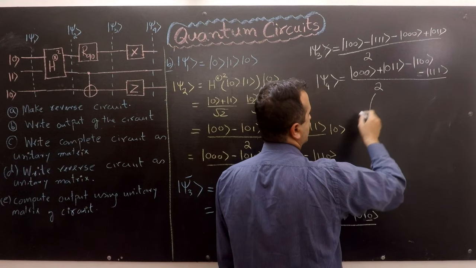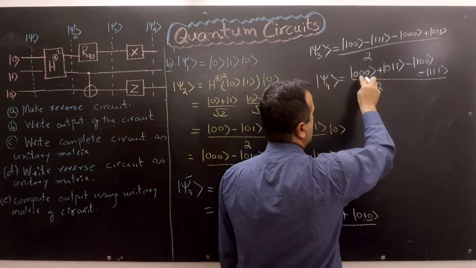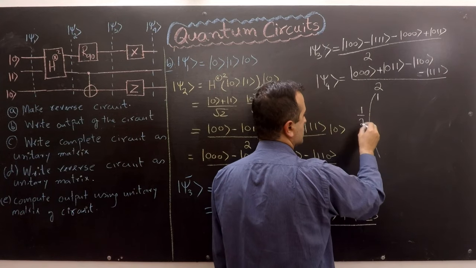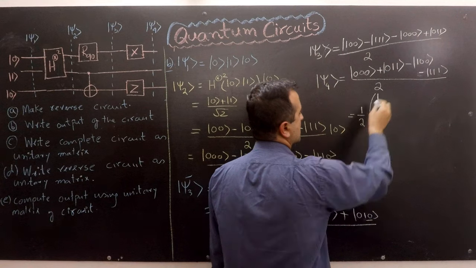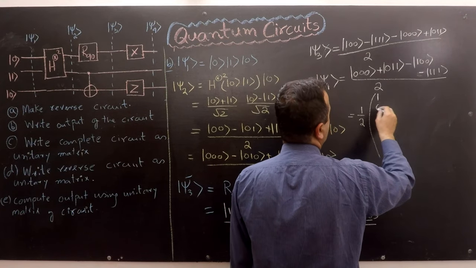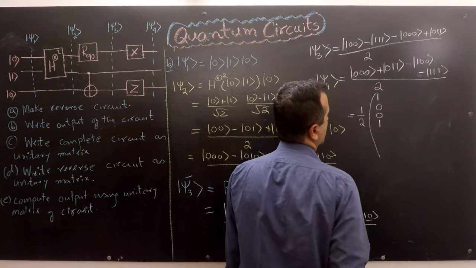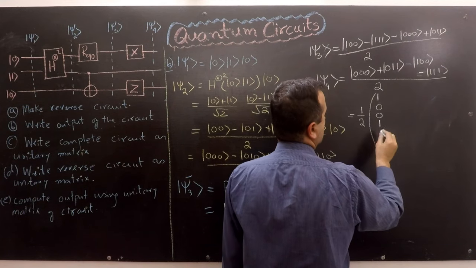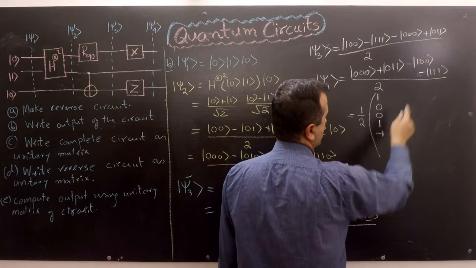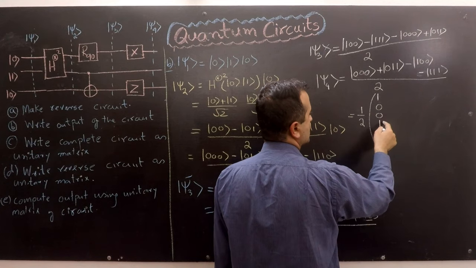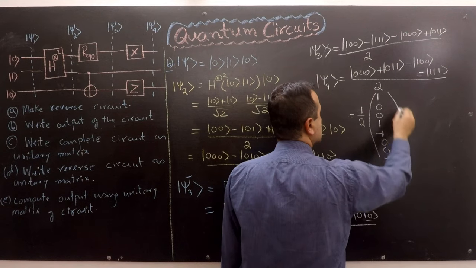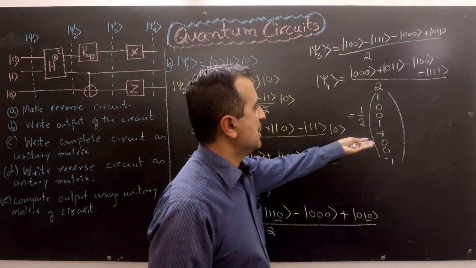I can write this output also as a vector. My vector will have 1 over 2 maybe outside of it, 1 at 0th location, then it will have 1 at 3rd location, 4th location will have minus 1, and 7th location will have minus 1. So 0, 1, 2, 3, 4, 5, 6, 7. So this is my output in a vector form.